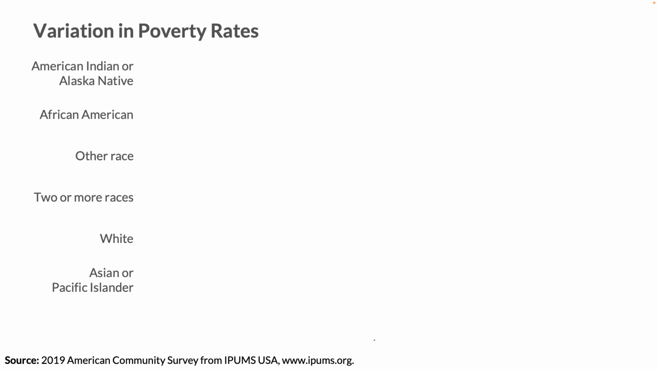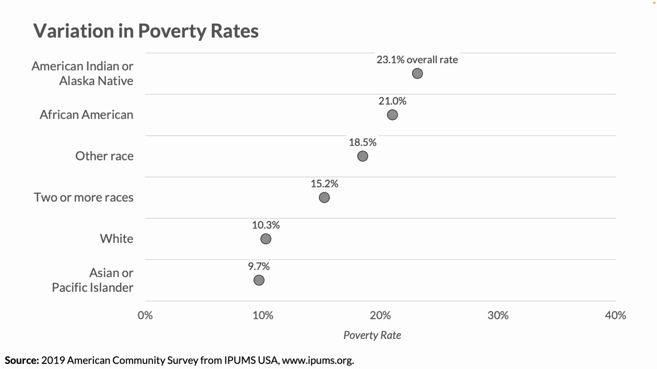So let's turn to race though, because that's the point of this particular report. What I'm going to show you here are my estimates of the poverty rates for those 6 major racial groups we've been talking about. This is from the 2019 American Community Survey. You can see we have a fairly steep gradient of poverty rates from 9.7% for the Asian or Pacific Islander group, all the way up to 23% for the American Indian or Alaskan Native group.